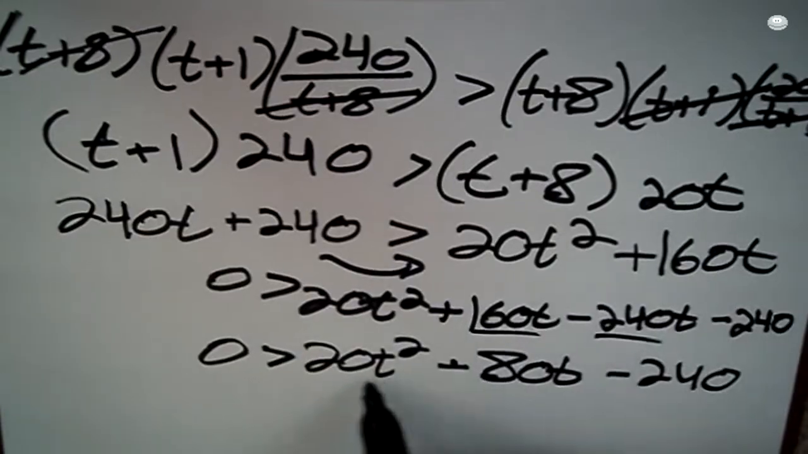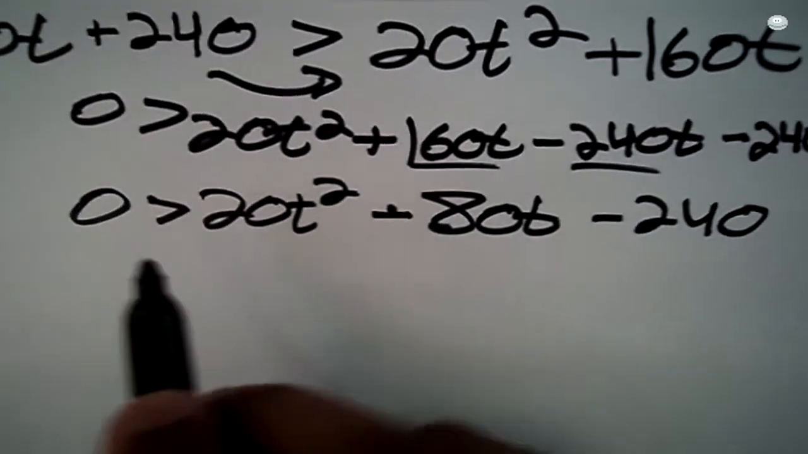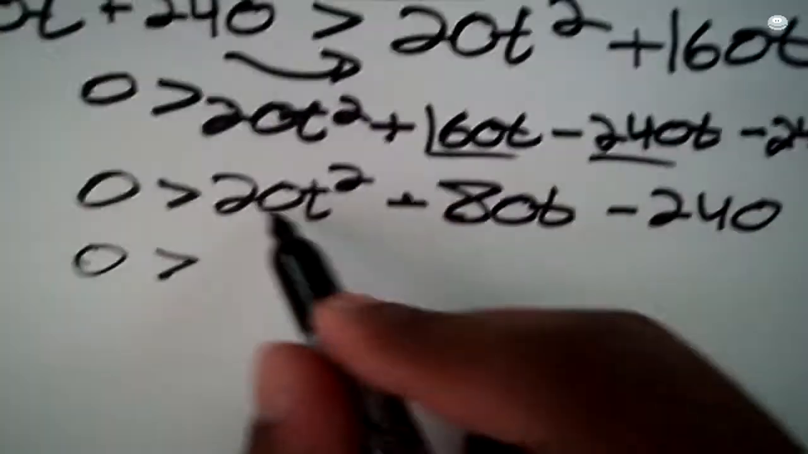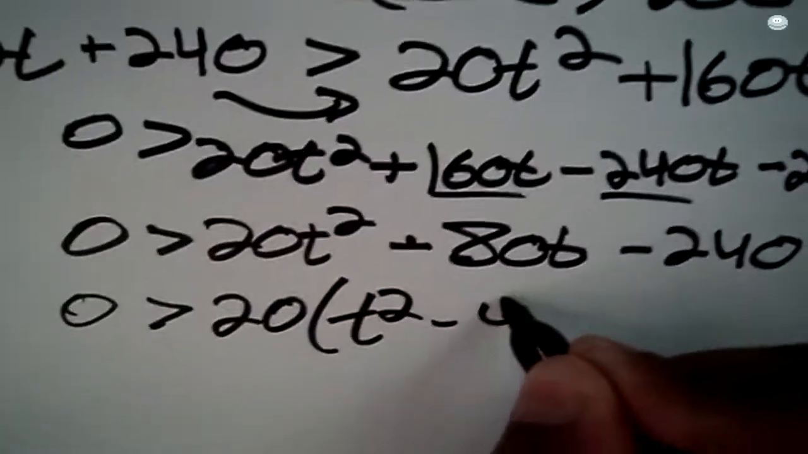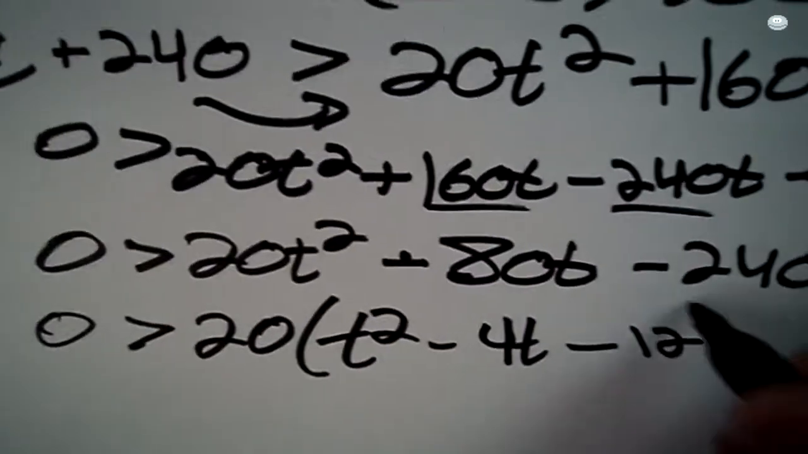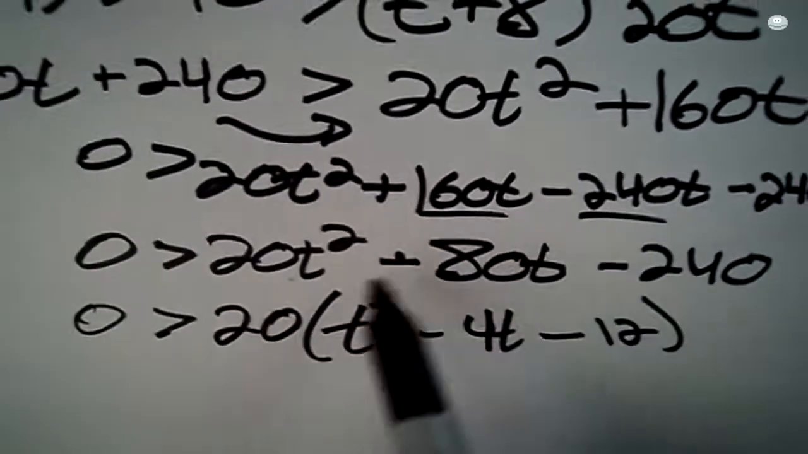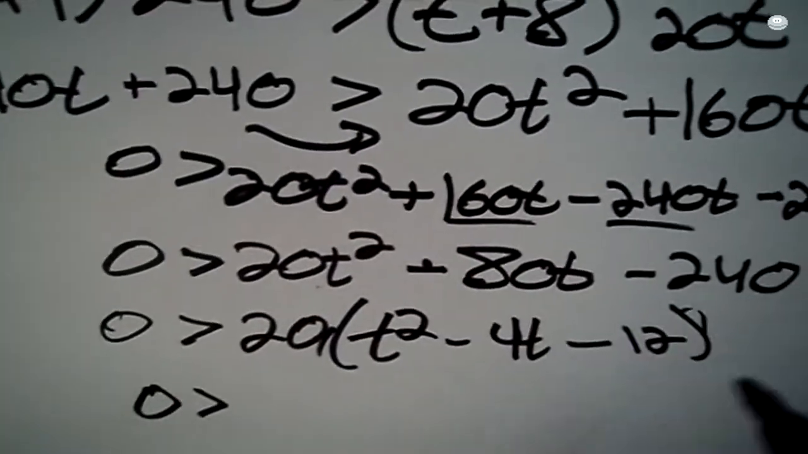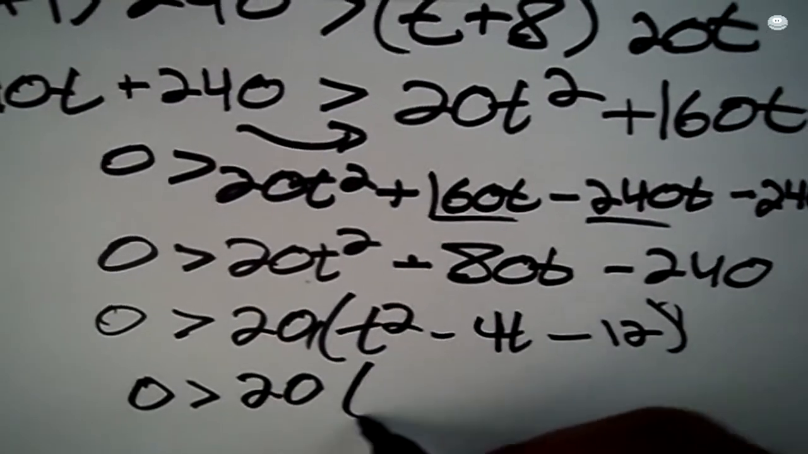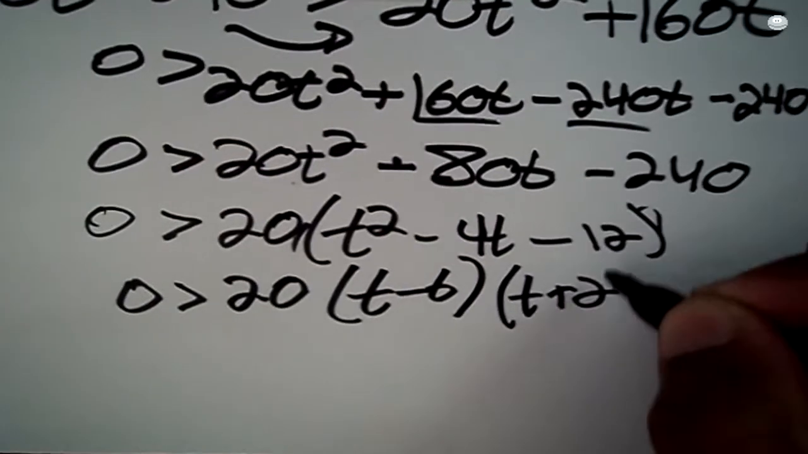And next, I could, oh yeah, factor, right? So we'll factor out the negative 20. So what you get is minus 20 times t squared minus 4t minus 12. Just to check if it's right, multiply everything by 20 and make sure you get this. And next is factor what's in here, and we get t minus 6 and t plus 2.